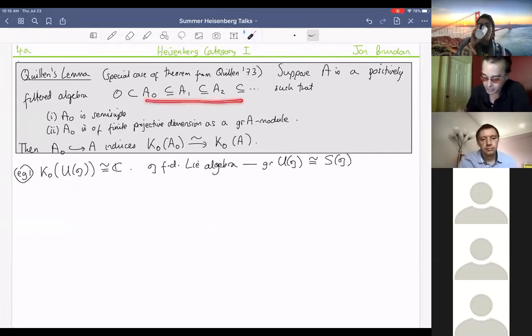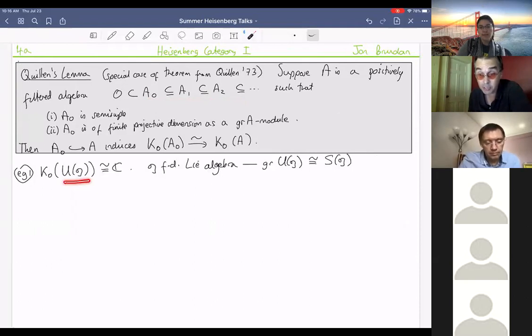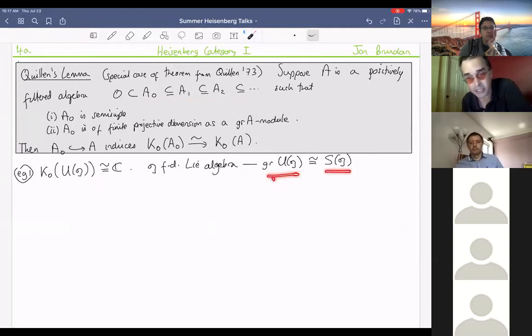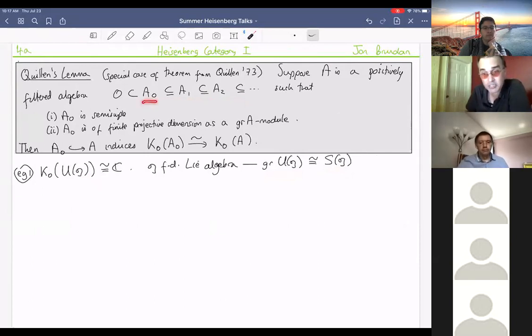So I want a positively filtered algebra. You should think of something like a universal enveloping algebra of a finite dimensional Lie algebra. So that this is positively filtered, and the PBW theorem tells you that the associated graded algebra is the symmetric algebra on the same vector space g. And so you need a couple of hypotheses. You need that the bottom piece in that filtration, A0, which is actually a subalgebra of A, is semi-simple. And then A0 is of course a module over the associated graded algebra. The second hypothesis is that A0 has to have finite projective dimension as a module over the associated graded algebra. And then Quillen's Lemma says that the inclusion of A0 into the algebra A induces an isomorphism between split Grothendieck groups.